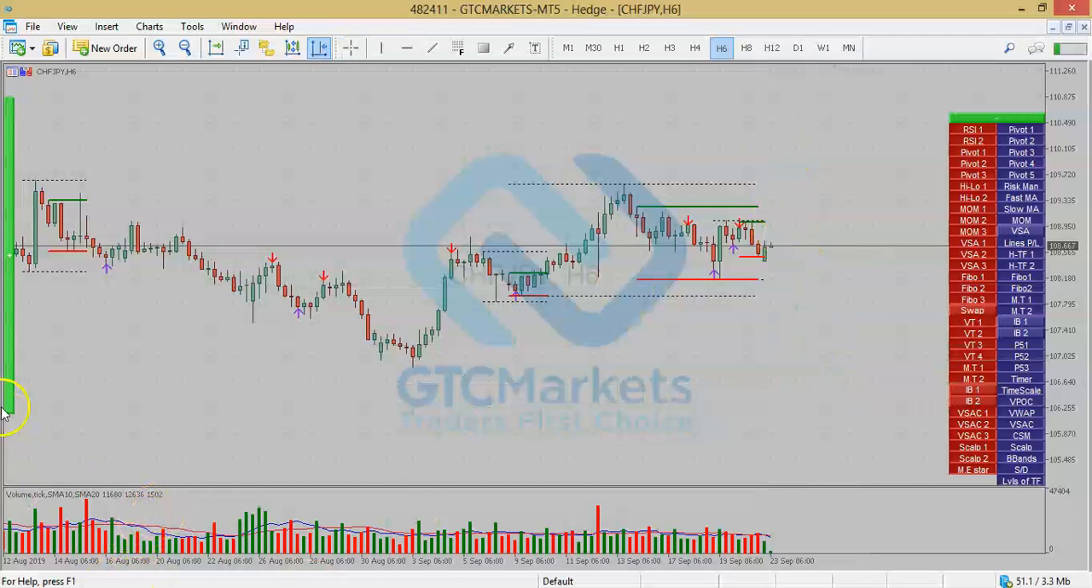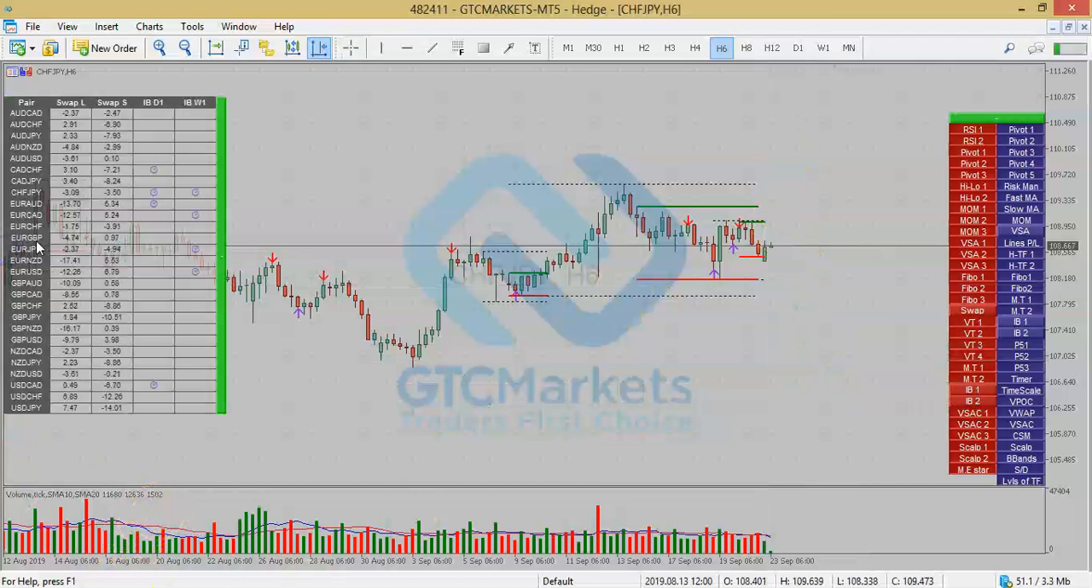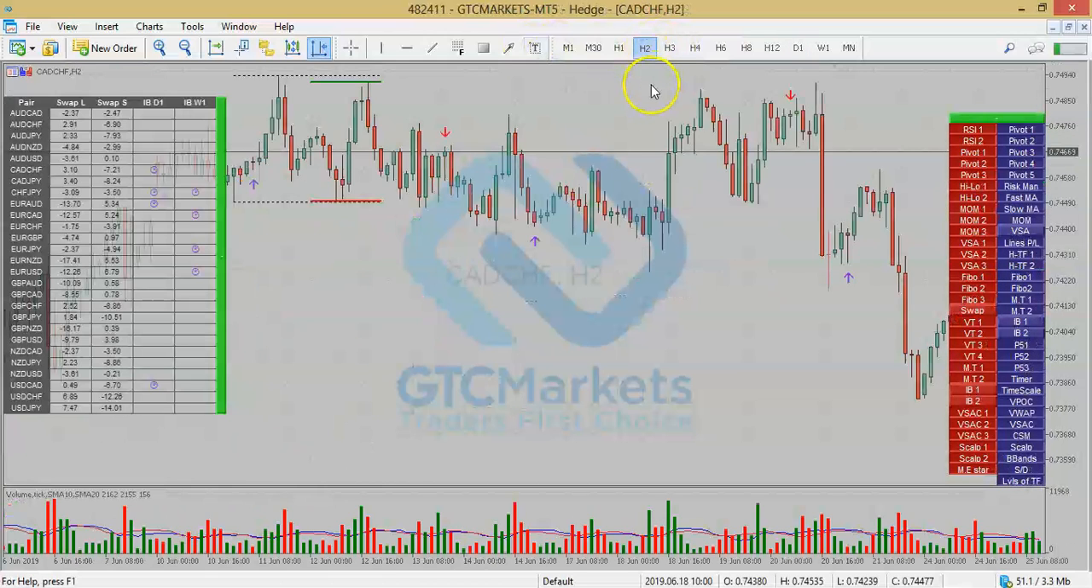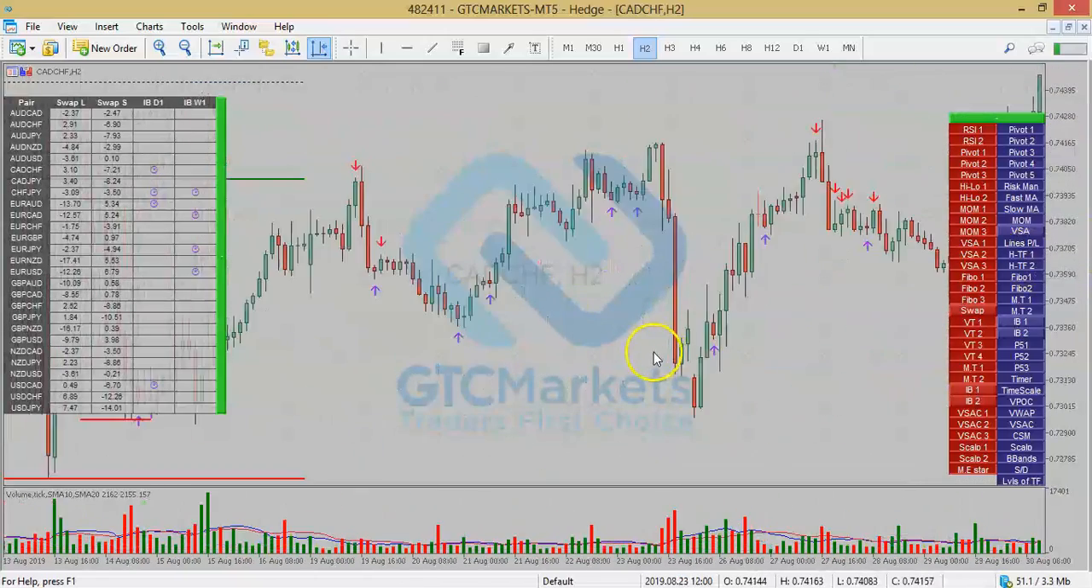Now let's move toward CAD Swissy and see what we have over there. According to the COT report, CAD Swissy should be going into an upward momentum because the Canadian dollar is way stronger than the Swissy right now. For now, let's see the pair.